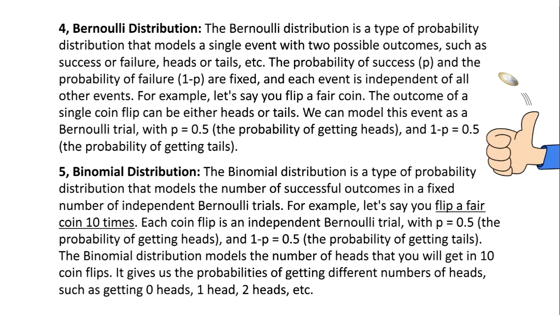Binomial distribution. The binomial distribution is a type of probability distribution that models the number of successful outcomes in a fixed number of independent Bernoulli trials. For example, let's say you flip a fair coin 10 times. Each coin flip is an independent Bernoulli trial, with p equals 0.5, the probability of getting heads, and 1 minus p equals 0.5, the probability of getting tails.